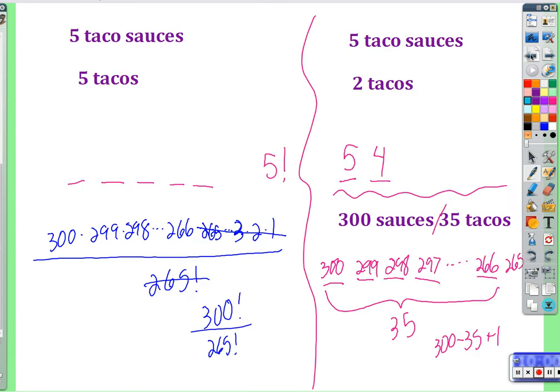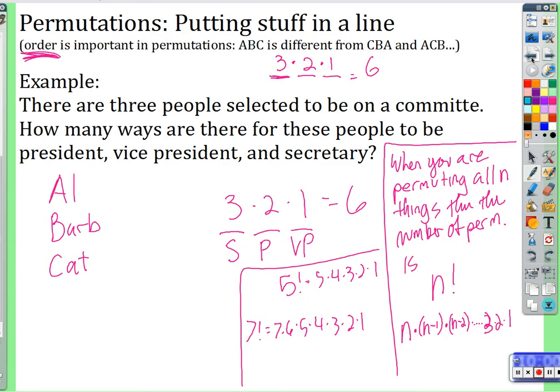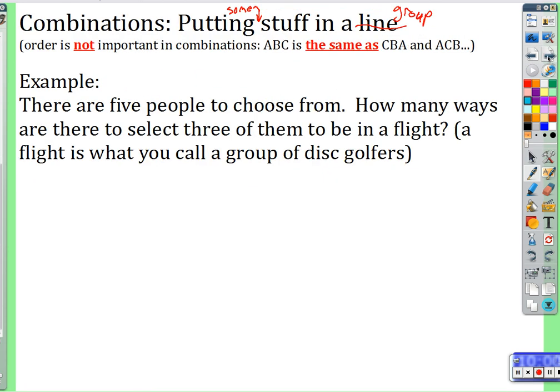But you'll notice I used the word committee, selected to be on a committee, and I said that there were positions in this committee. But sometimes it's not positions. So you have to pull that meaning out of it. If it's there, then it's there. If it's not, then it's not. So here we go.